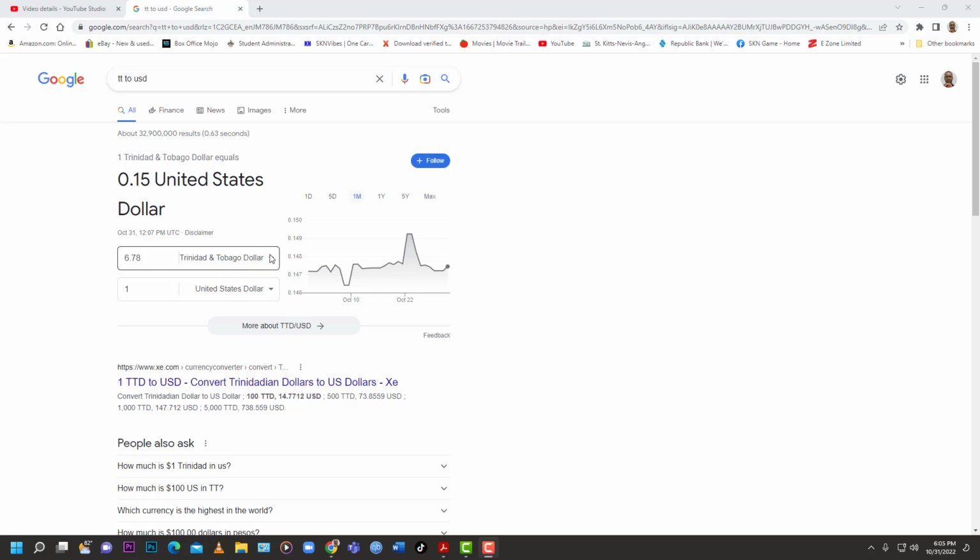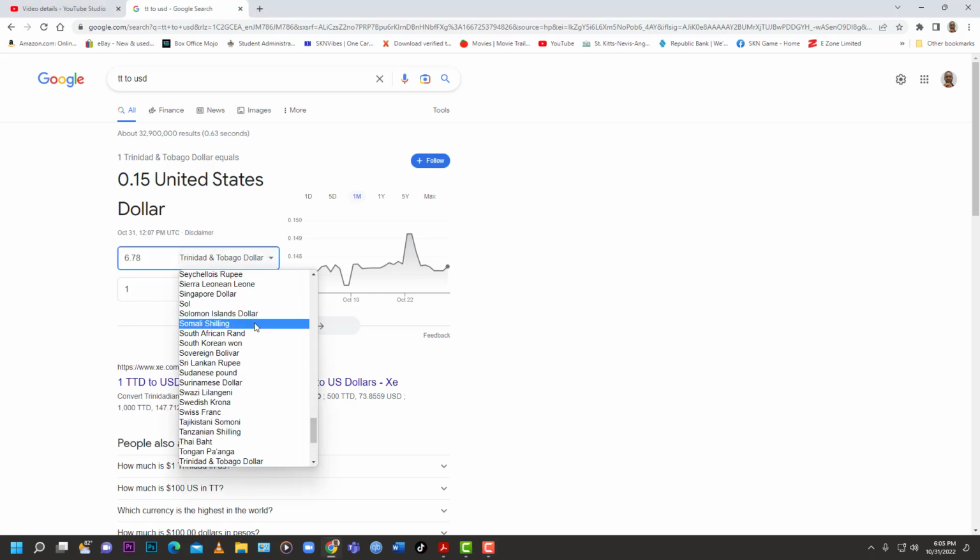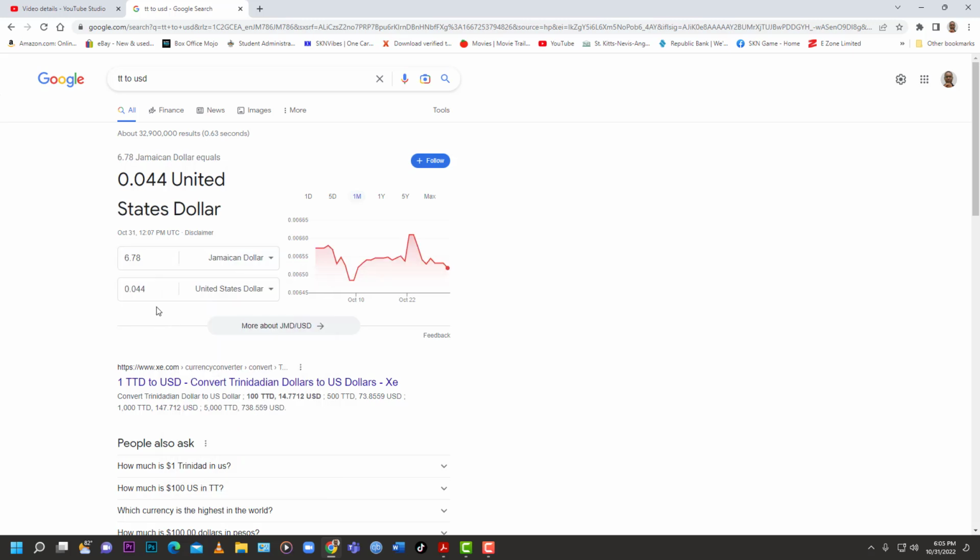And so let's look at our next currency. Let's look at the Jamaican dollar. Here we see that 1 US dollar is equal to $153.40 Jamaican. So we can see it has been fluctuating over time. And we're going to discuss what this really means.